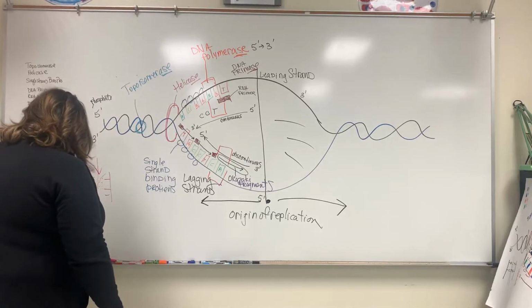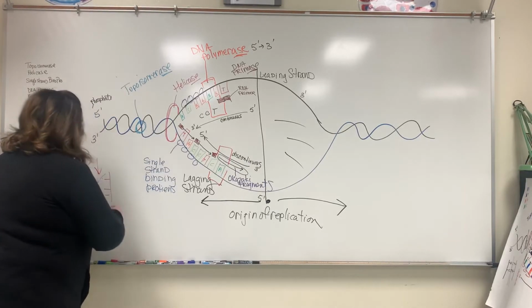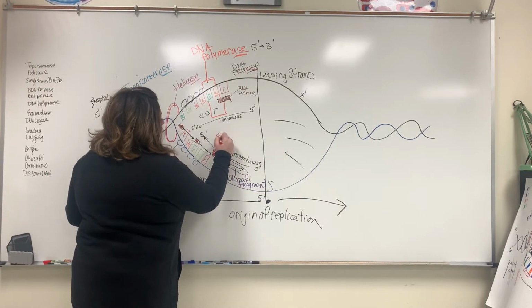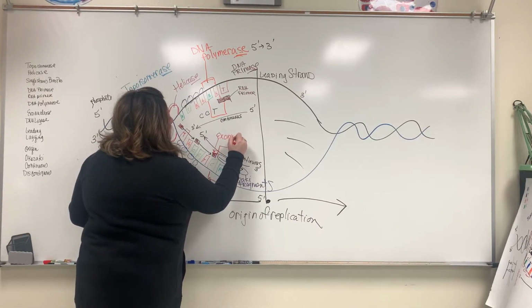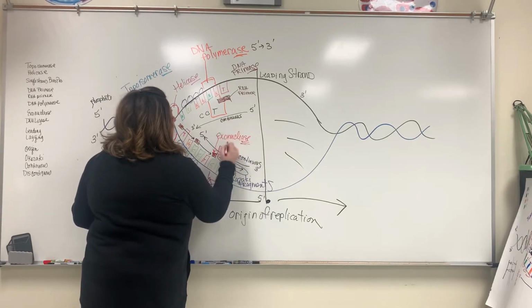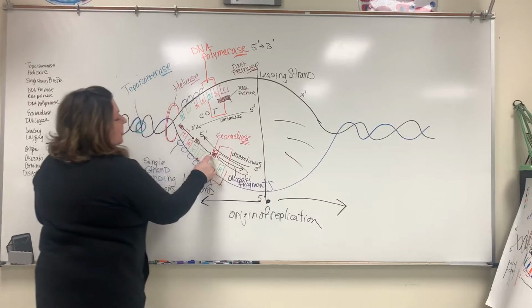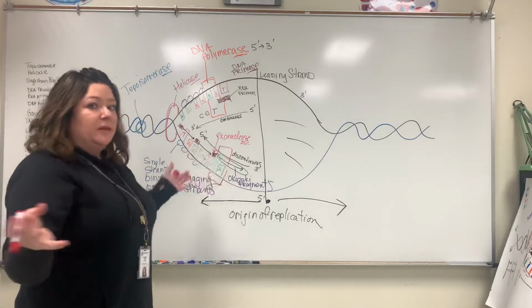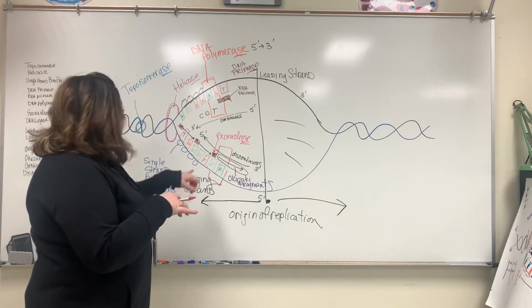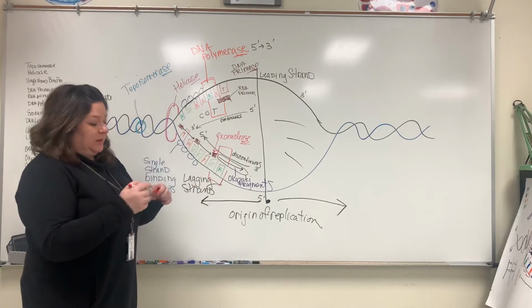So it takes another 2 molecules. You've got to get an exonuclease. And this guy gets rid of the RNA primer, right? Because in our DNA strand, we don't want RNA mixed in with our DNA. So it gets rid of those primers.